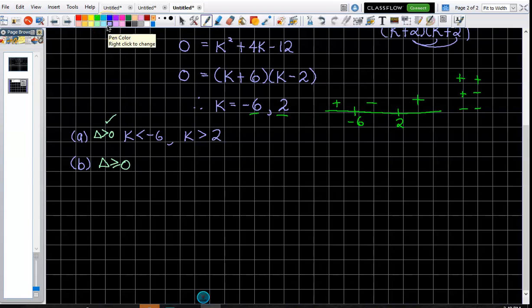And so what's the difference here? It's exactly the same as above, except it is greater than or equal to. And then for C, that was when it had a repeated root. So you would write equal 0. When does it equal 0? When k actually equals minus 6. When k equals 2.